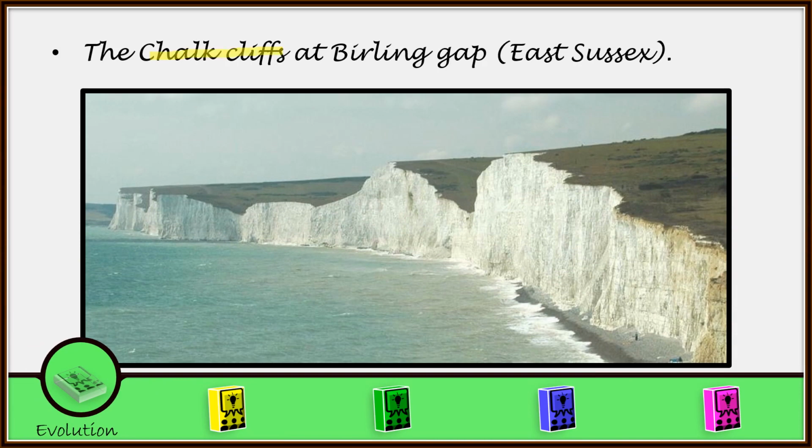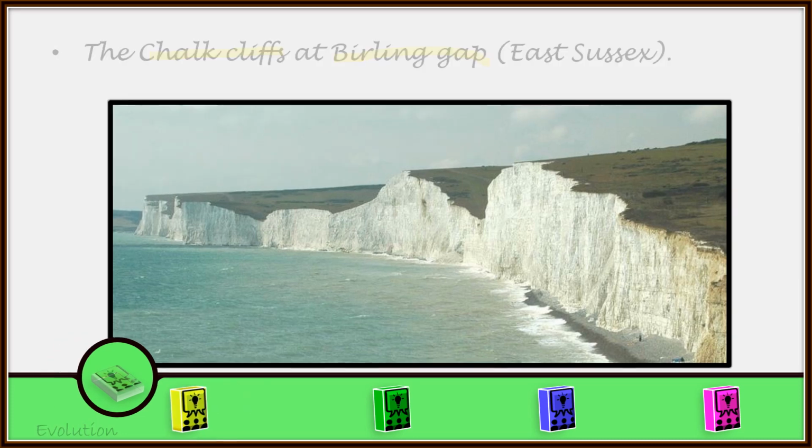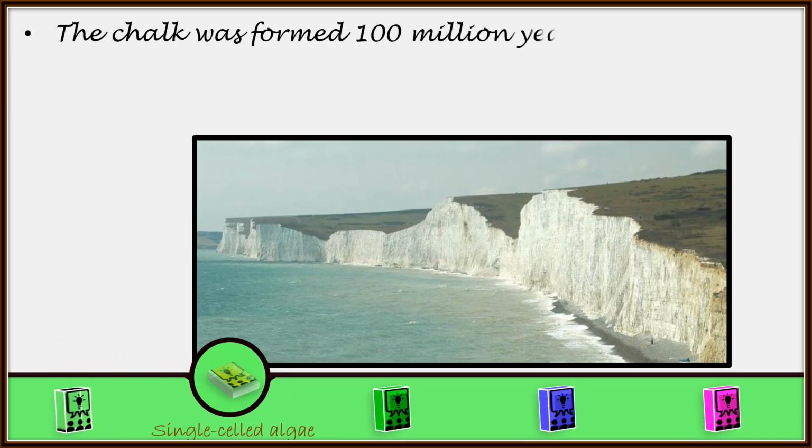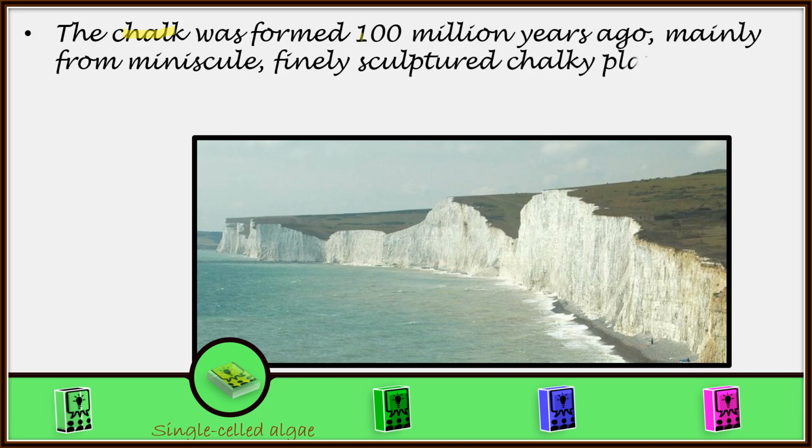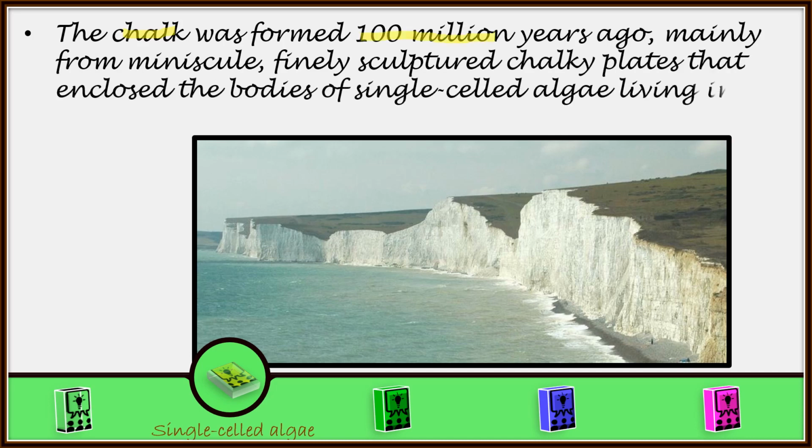The chalk cliffs at Barling Gaps, East Sussex. The chalk was formed 100 million years ago, mainly from minuscule, finely sculptured chalk plates that enclose the bodies of single-celled algae living in the plankton at that time.